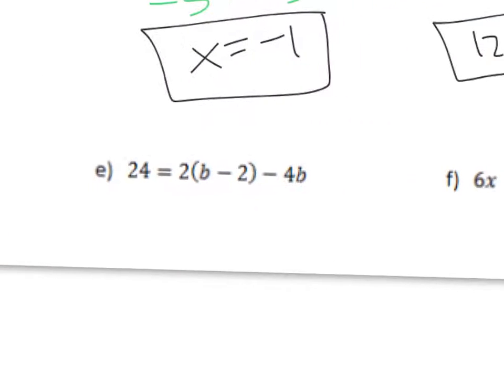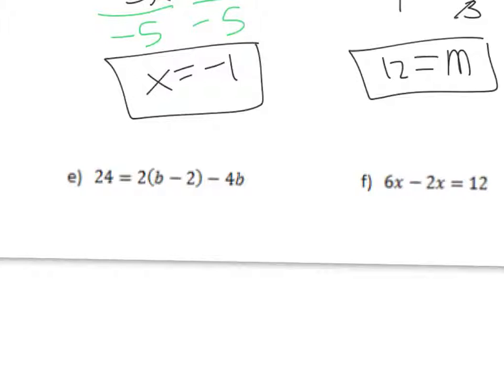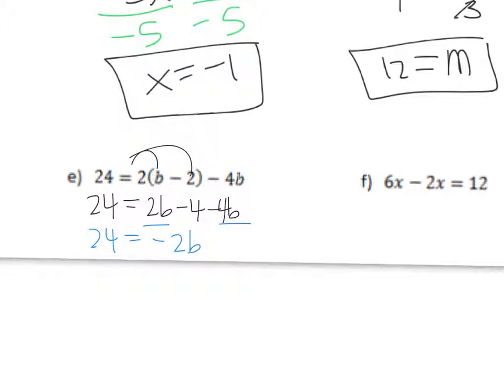And then letter E, I would do the distributive property first. Then you want to combine your b's together, so you have 24 equals negative 2b's, because if you add these two together, you're going to get negative 2b's. Then you add 4, so 28 equals negative 2b, divide by negative 2, b equals negative 14.